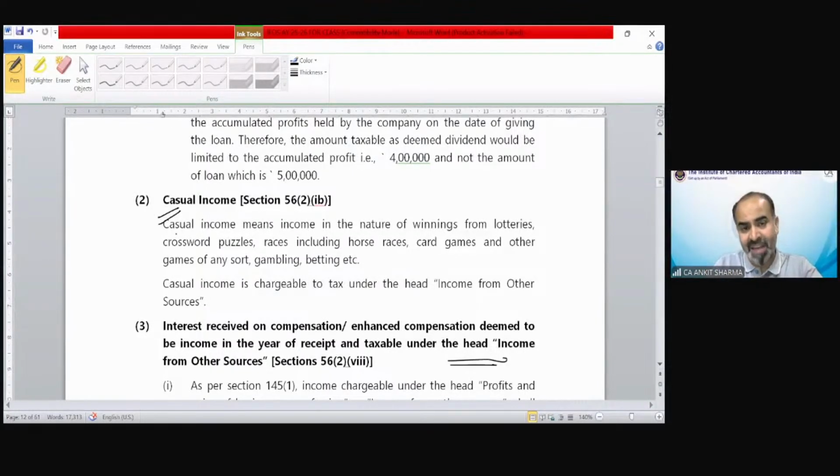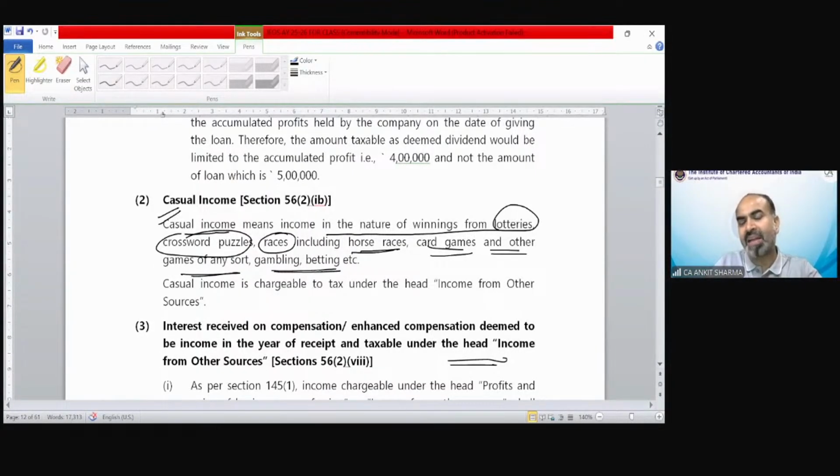We have an example regarding it. Casual income means income in the nature of winnings from lotteries, crossword puzzles, races, including horse races, card games, and other games of any sort, gambling, betting, etc. Because in these kinds of things, luck is important. Your effort has a limited opportunity to make you win, but luck or destiny has a higher role.